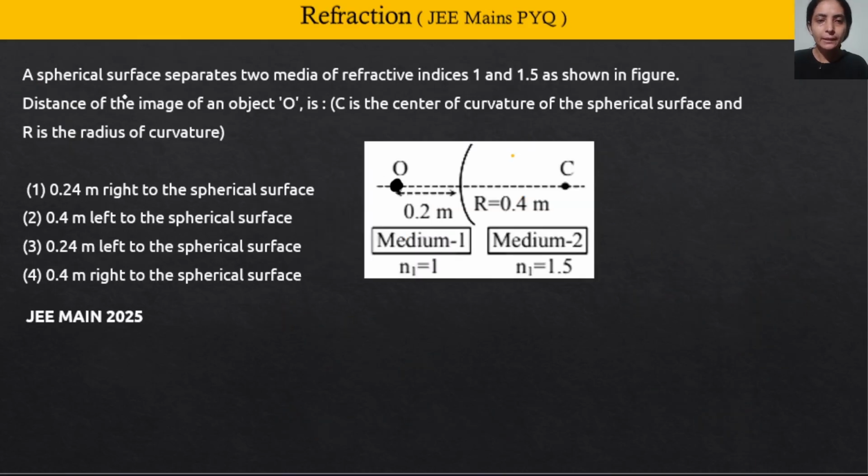Okay? Now let us deal with this. A spherical surface separates two media of refractive indices 1 and 1.5 as shown in the figure, and the distance of the image of an object O is at what position. So the position of the image is being asked from us. See where the object is: the object is at a distance of 0.2 meter. The radius of curvature is given, and the values of n1 and n2 are given. Okay, let us use the formula.